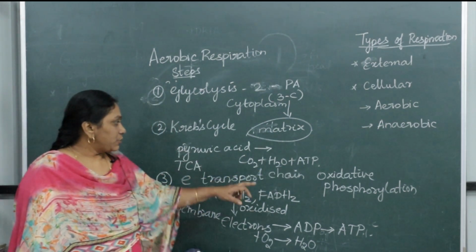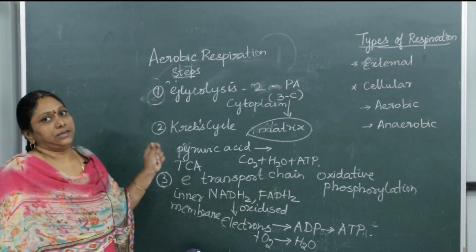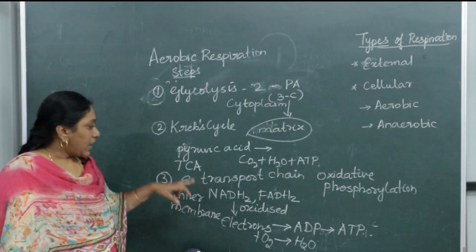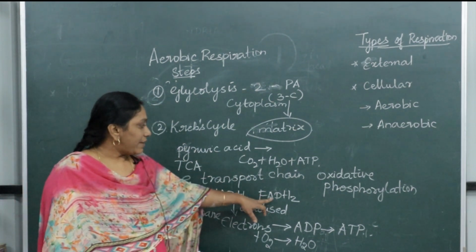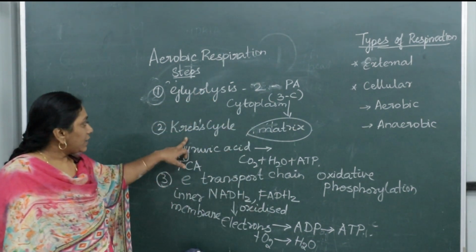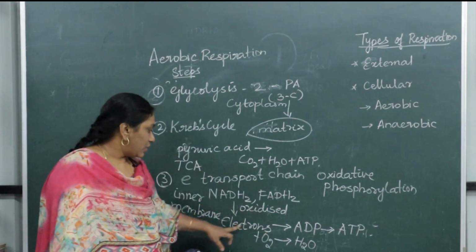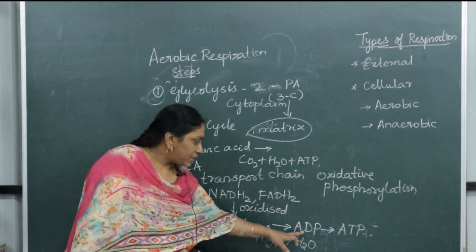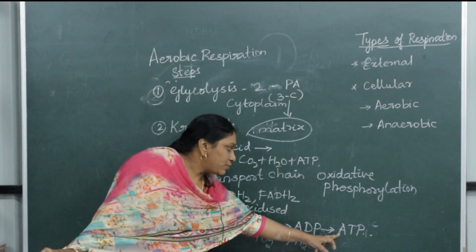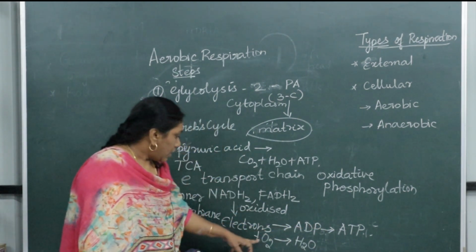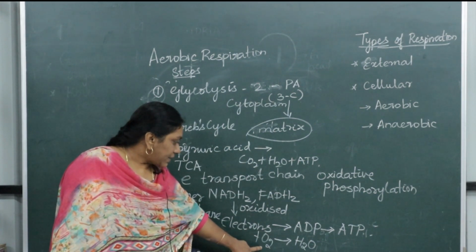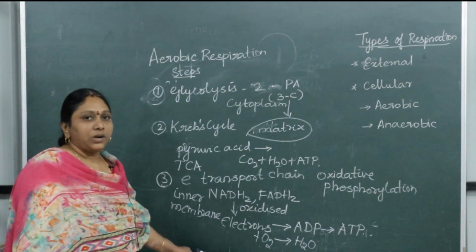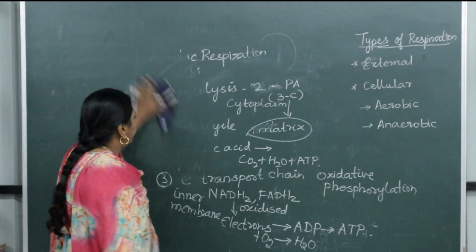See, this electron transport chain is accomplished by a complex electron carrier complex found on the inner membrane of the mitochondria. Here NADH2 and FADH2, which are produced during glycolysis and Krebs cycle, are oxidized to release electrons. These electrons will contain energy which will be captured by ADP to form ATP. These electrons will ultimately be accepted by oxygen to release water. So these are the steps involved in aerobic respiration.